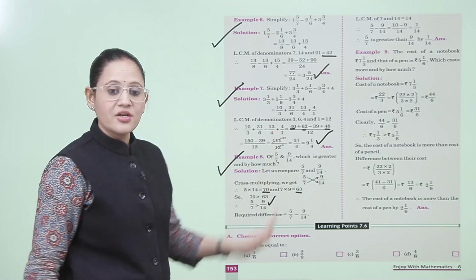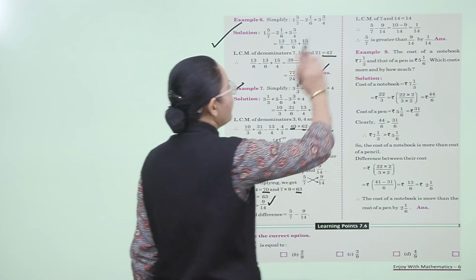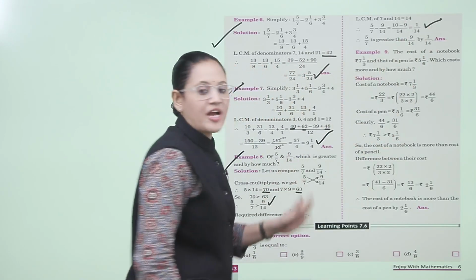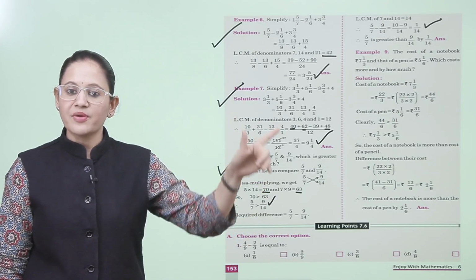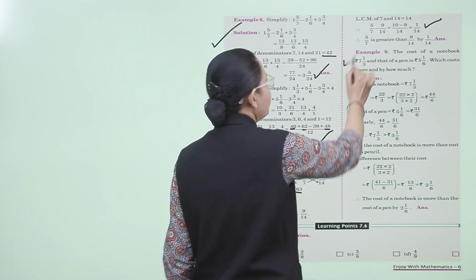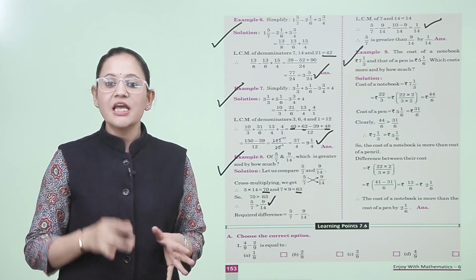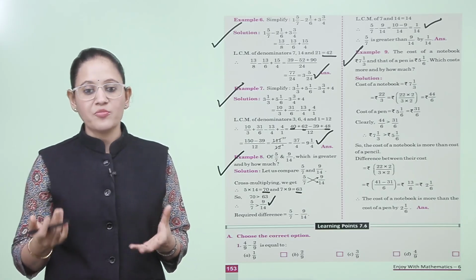Now how much? So we'll find the difference. 5 by 7 minus 9 by 14 equals 1 by 14. So 5 by 7 is greater than 9 by 14 by 1 by 14. Next example: the cost of the notebook is rupees 7 1 by 3, and that of the pen is 5 1 by 6. Which costs more and by how much?